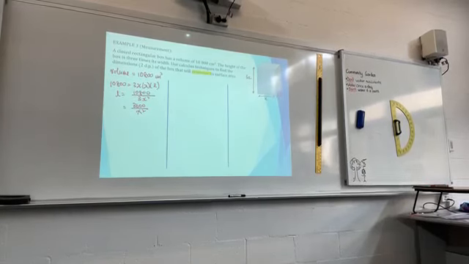Got it? You haven't done your area yet. Area in terms of x, not L, sorry. A, the total surface area, in terms of x.